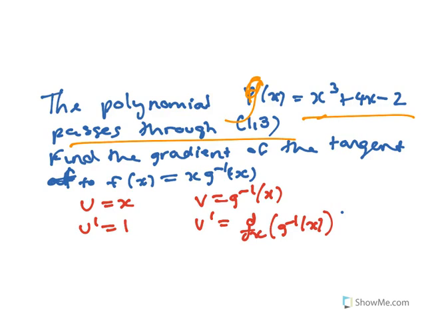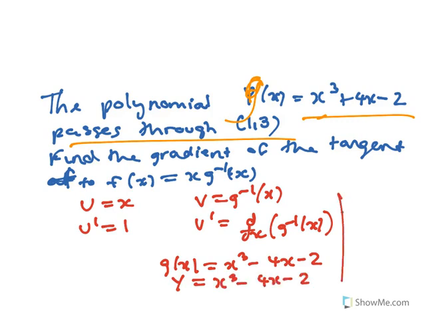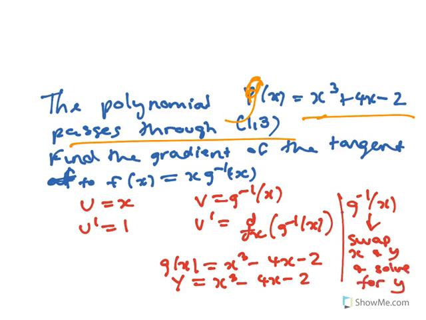Now, to get g to the minus 1 of x, you need to understand that g of x equals x cubed plus 4x minus 2. So let's make that y equals x cubed plus 4x minus 2. To get g to the minus 1 of x, you need to swap the x and the y and solve for y. Okay, but if you did that, x equals y cubed plus 4y minus 2, it's too hard to solve for y.